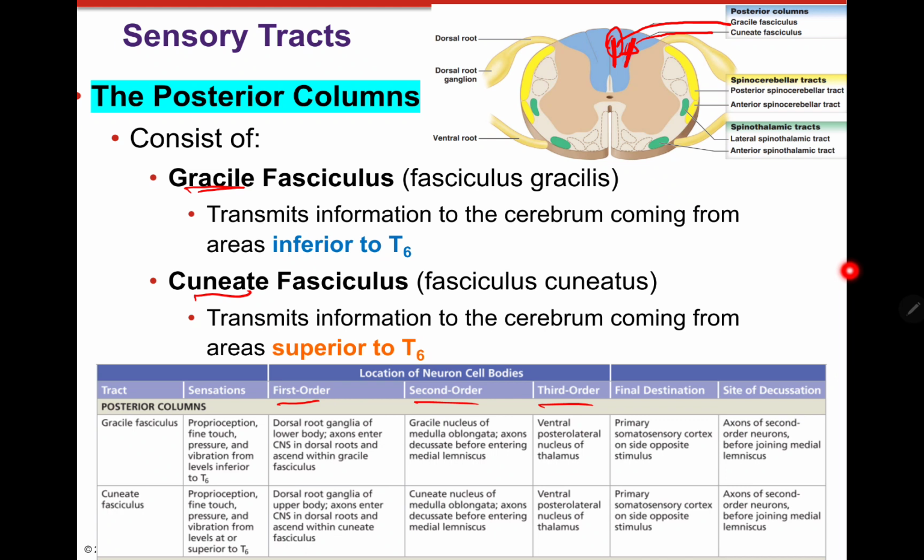And they're going to decussate too. They're going to cross over. So we're going to have some crossing over in this pathway. So the axons of the second order neurons are going to cross over before joining the medial lemniscus pathway. Okay.